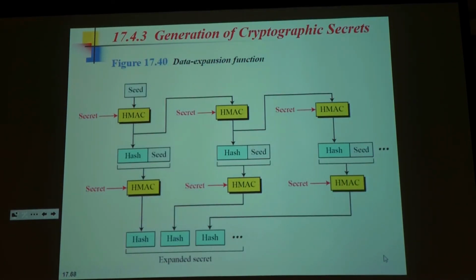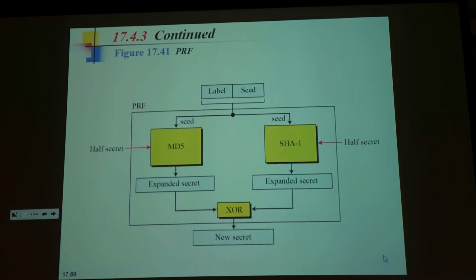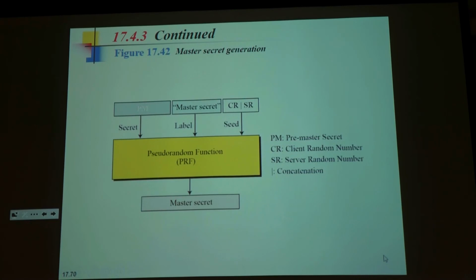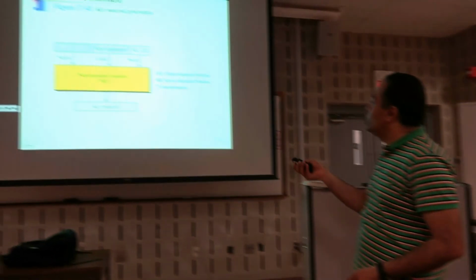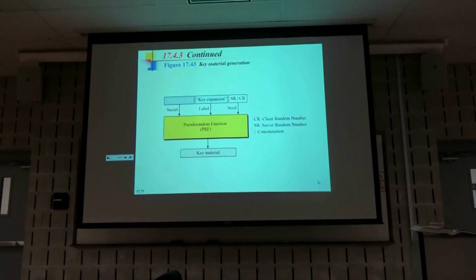The data expansion function works a little bit differently. It starts with the seed, HMAC, with the secret. That's how the expanded secret will be done. It's a little bit different. We already studied SSL; this is doing it in a slightly different way. You just have to take a look at the key material generation, which is a little bit different.